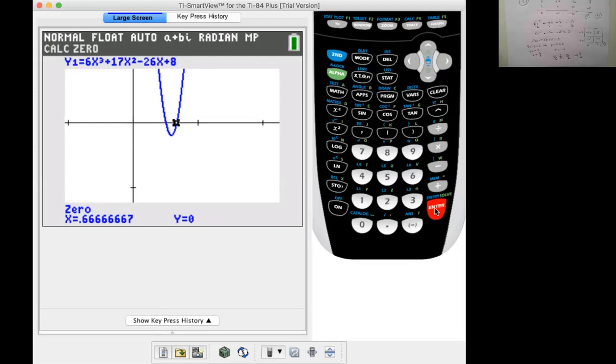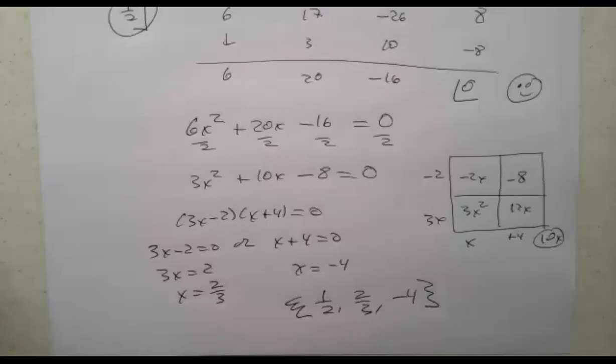So once you have one of them, once I had -4, I could have used synthetic division to go ahead and find the other two, converting the resulting thing to a quadratic and then solving accordingly. All right, challenging question, but again, our zeros are 1/2, 2/3, and -4. The graphing calculator is a really good tool to help you get there.